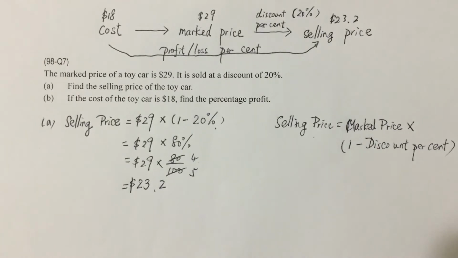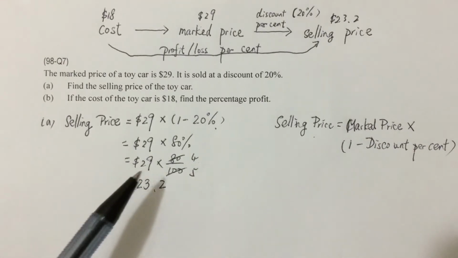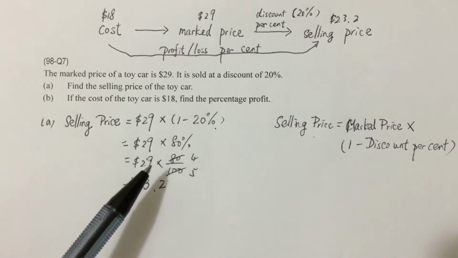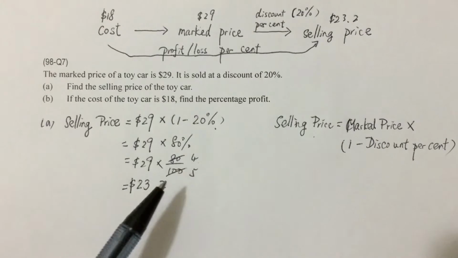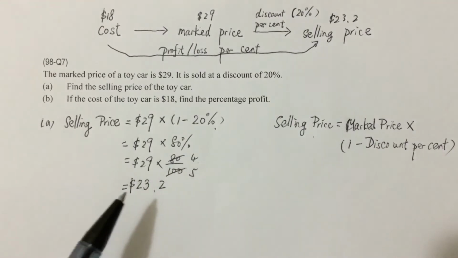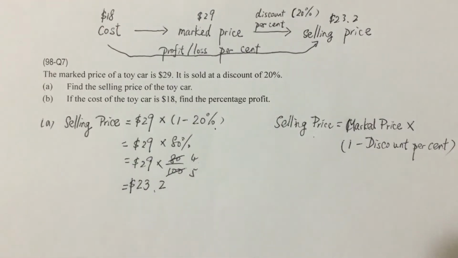Okay, now I pause. Is there any problem? 116 over 5: 23 times 5 is 115, so this one is correct.